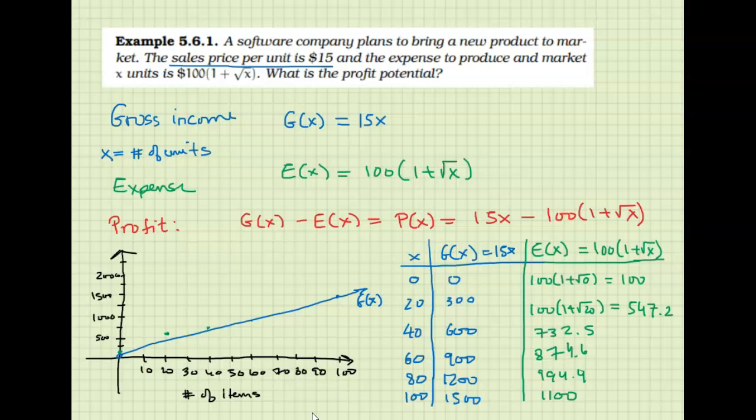Just under there. For 60 it's 874, so that's just under the curve. For 80, it's 994, just under 1,000. And for 100 it's 1,100 over here. All right, so this one curves. It's a square root function, which has this typical curving down feature, I guess.